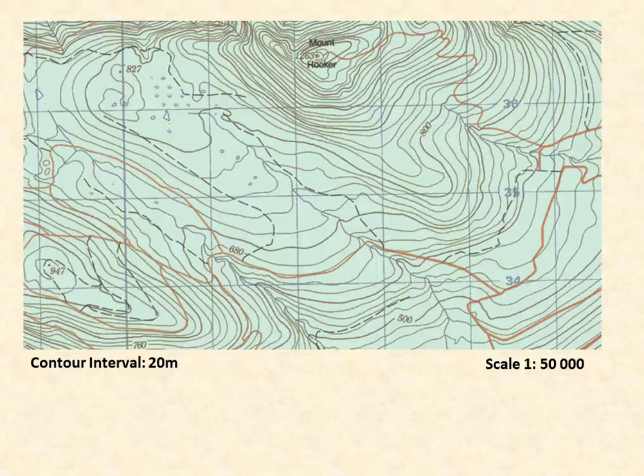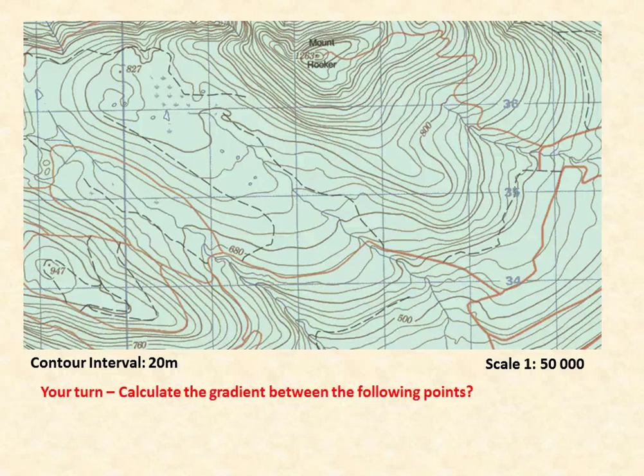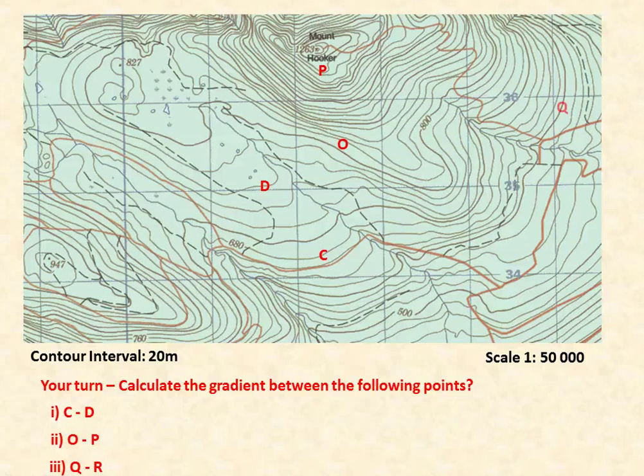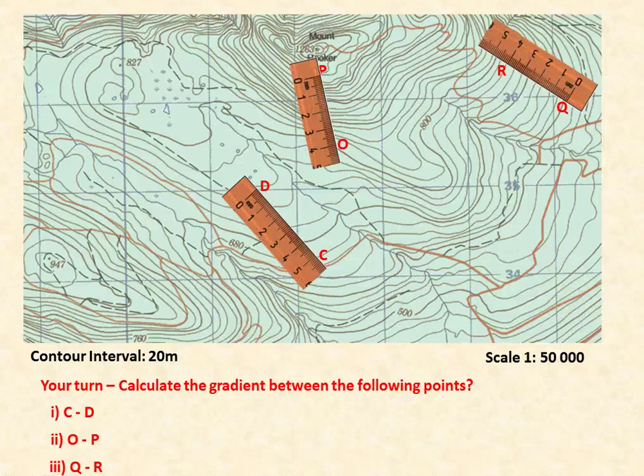Okay, this is an opportunity for you now where you're going to do it yourselves. The contour interval for this map is 20 meters, and the scale is 1 centimeter to 50,000 centimeters. So calculate the gradient for the following points between C and D. Here is point C, there is point D. Between O and P, O is here, P is right up towards the top there. And lastly, Q and R, I'm sorry that's slightly cut off, but Q is here, R is there. You shouldn't find this too hard. The only other information you're going to need is the distance between them, and here are your rulers.